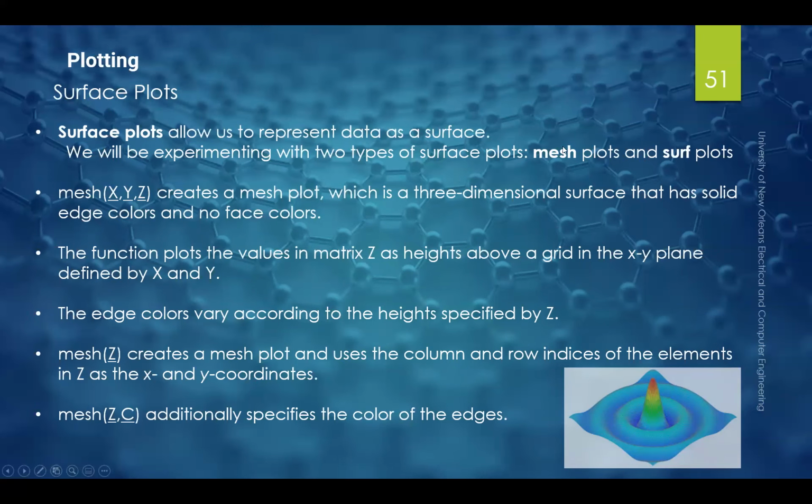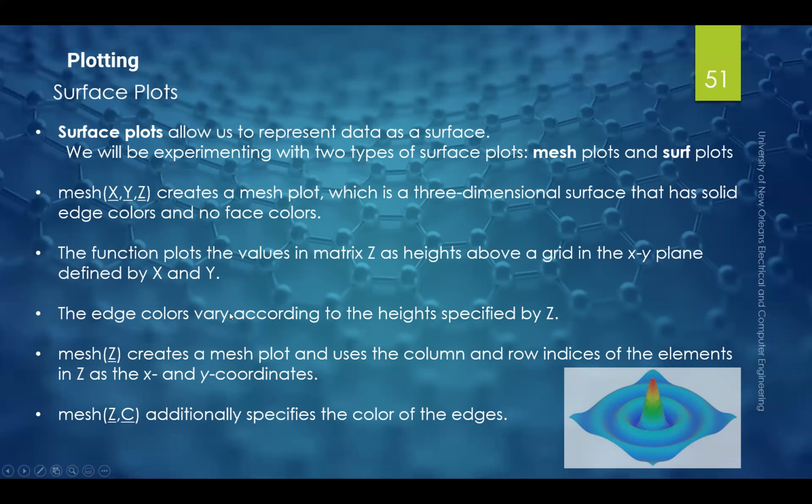We're using 2 types of surface plots. One is called the mesh and the other one is called the surf. The mesh takes 3 variables, in this case X, Y, Z, and creates a mesh plot, which is basically just a 3-dimensional surface that has solid colors and no face colors. The function plots the values in the matrix Z as heights above a grid in the XY plane defined by X and Y. In other words, you have your typical X, Y, and then the function mesh just plots the values along the Y-axis, right, in that direction.